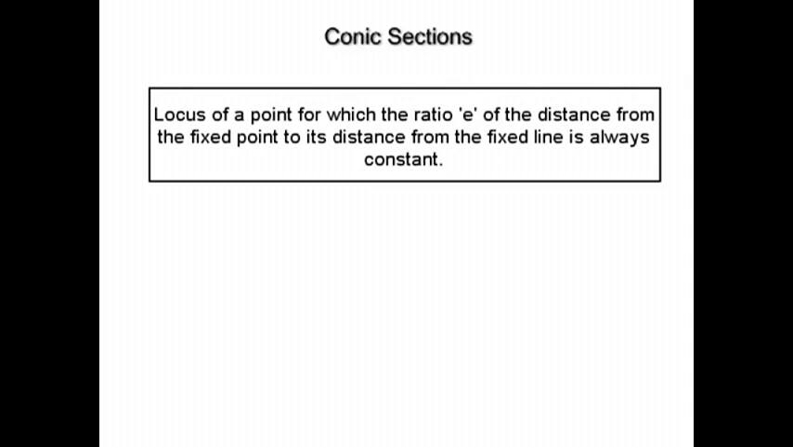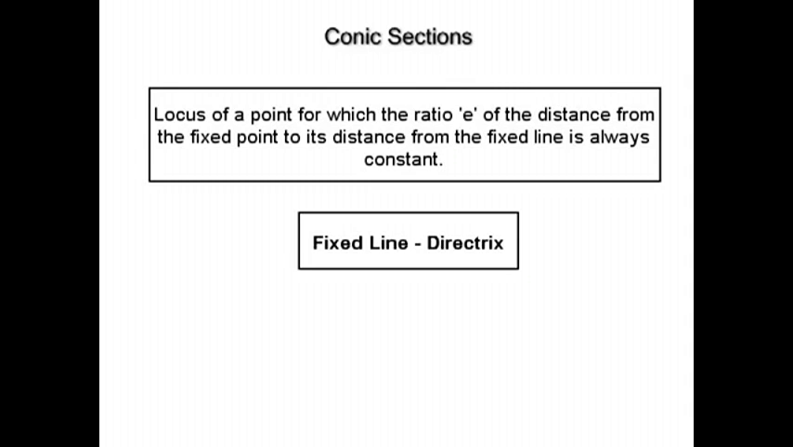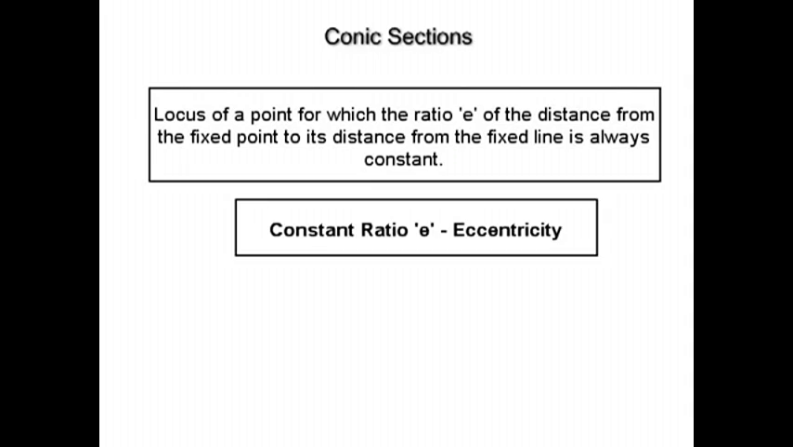Definition of a conic. A conic is defined as the locus of a point for which the ratio e of its distance from a fixed point to its distance from a fixed line is always constant. The fixed point is called the focus, the fixed line is called the directrix, and the constant ratio e is known as the eccentricity of the conic.